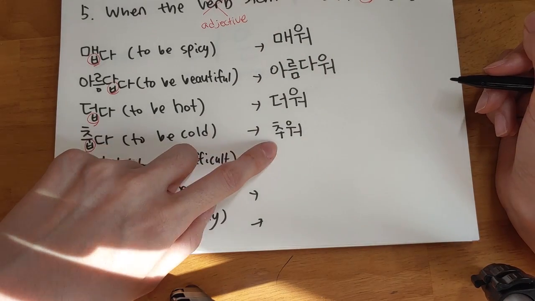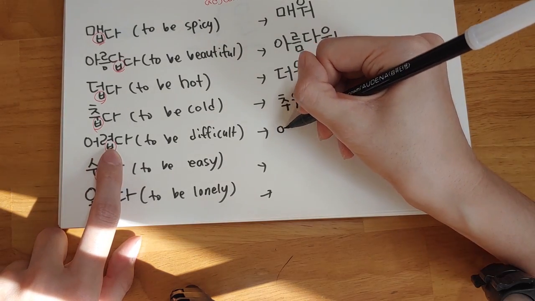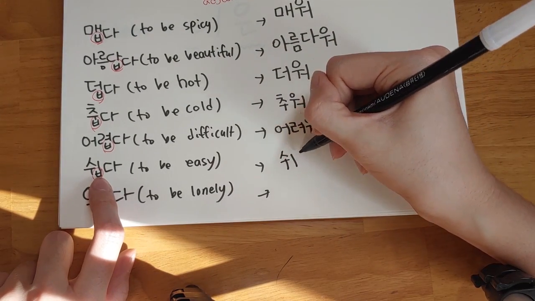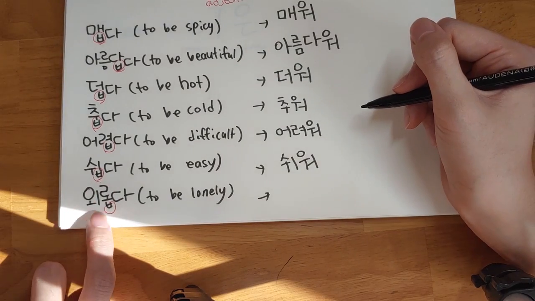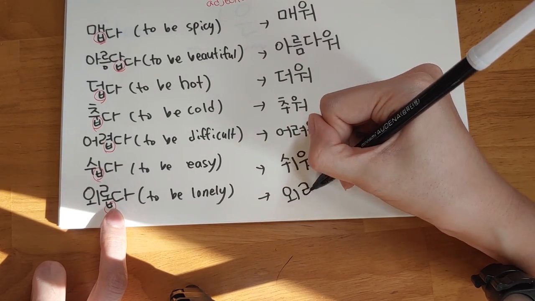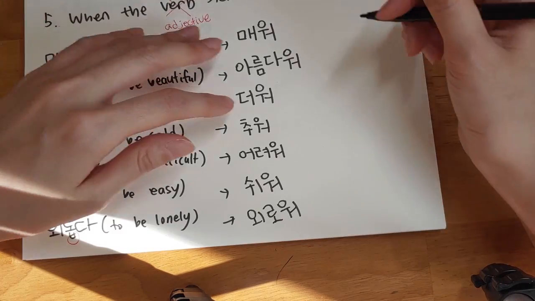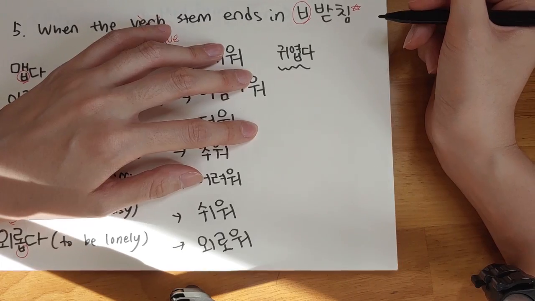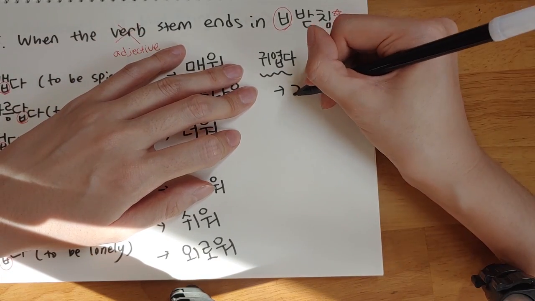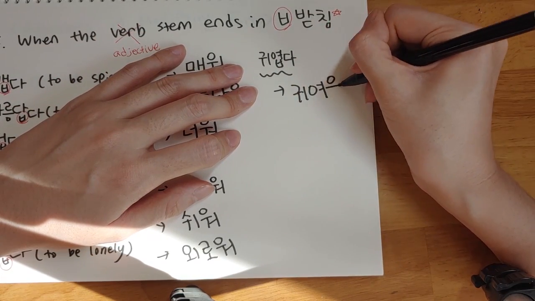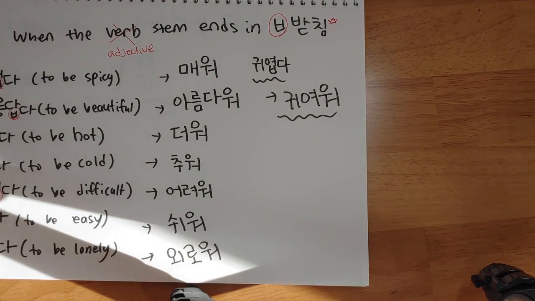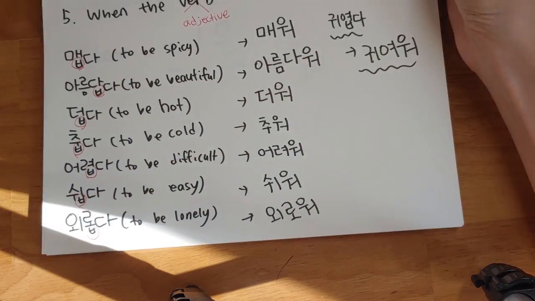So 춥다 becomes 추워. 어렵다 means to be difficult. 어려워. 쉽다, 쉬워. 외롭다, 외로워. And one more, guys. I forgot to include this one. 귀엽다. 귀엽다 means to be cute. And when it's conjugated in present form, it becomes 귀여워. 저 고양이 귀여워. That cat is so cute. Yes, that's how you conjugate adjectives like this in present form.